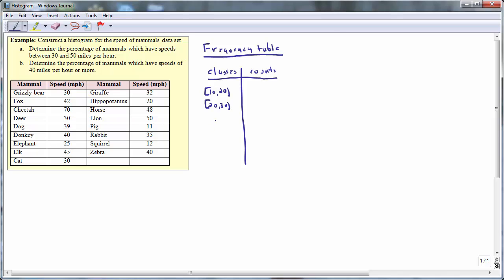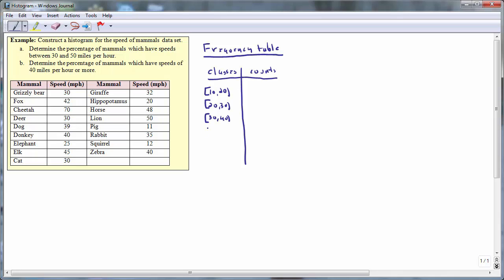So note that the speeds on the boundaries are placed into the higher class. A mammal that can run 20 miles per hour would be placed into the second class between 20 and 30. And I'm using some specific notation to denote this process. The square bracket on the left indicates that I include that speed, and the parenthesis on the right means that I do not. So the second interval from 20 to 30 means all of the speeds including 20, but not including 30. And now I'm going to continue until I have enough classes to contain all of my data.